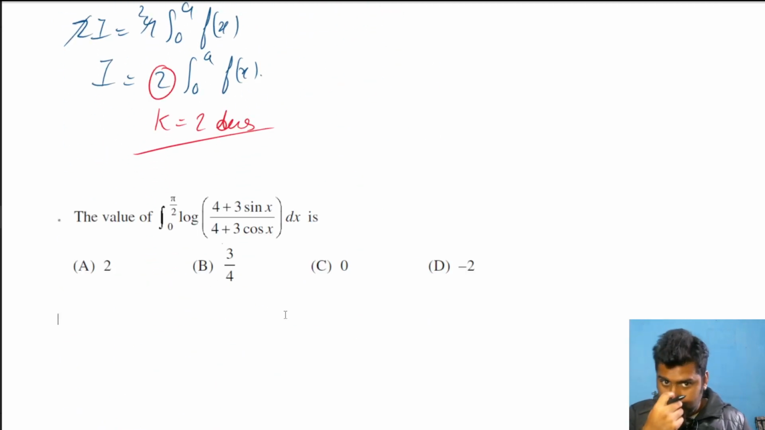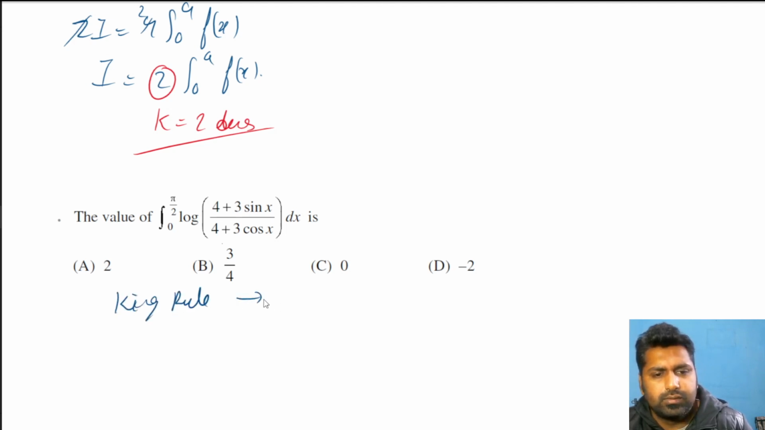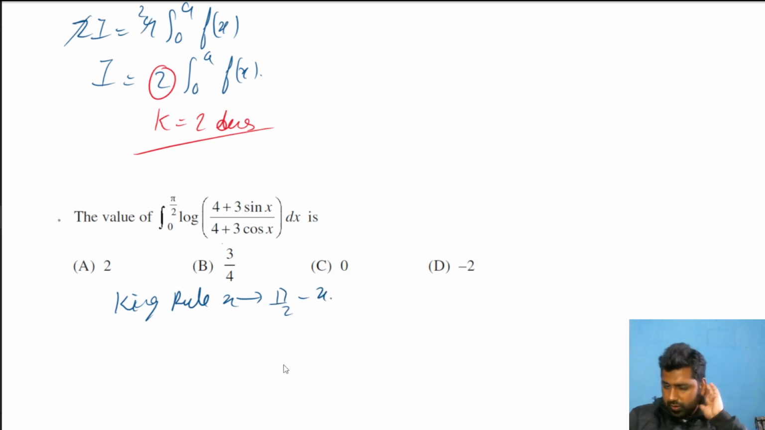Integral 0 to pi by 2. Options are given like this. You should have given the answer in terms of pi, I think, but let's see. So this is a question, integral 0 to pi by 2 of log. Anyway, let's apply King rule, replacing x with pi by 2 minus x. Oh, I got it. This is I. So another I gets generated.